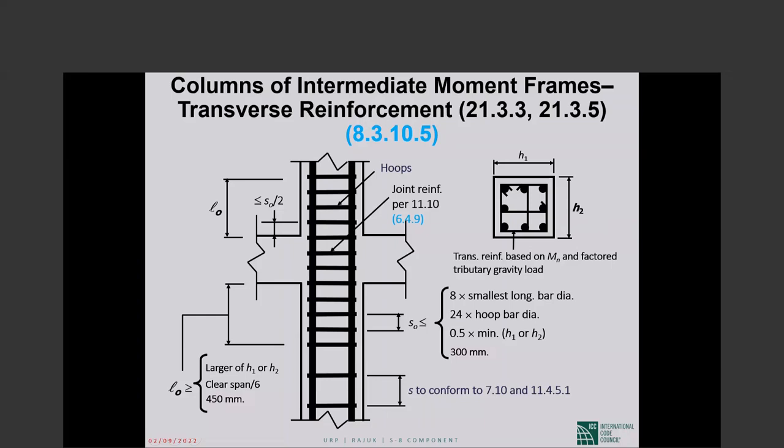That is it. So the intermediate moment frame beam is not very different from the special moment frame beam, but the intermediate moment frame column is very, very different from the special moment frame column.